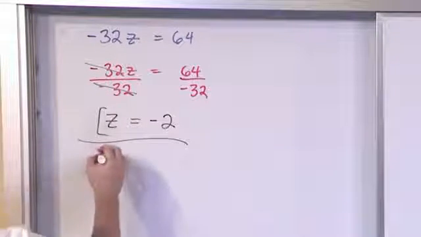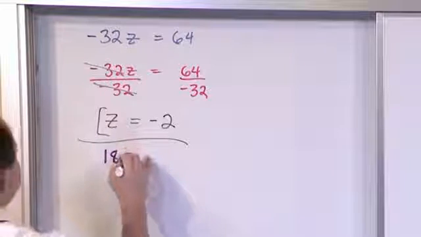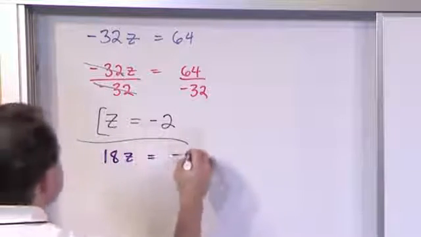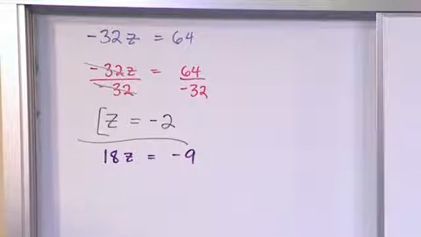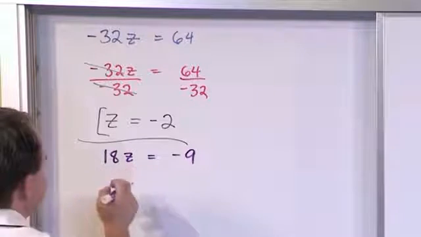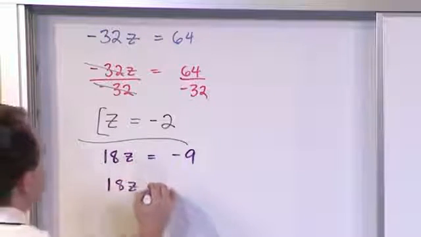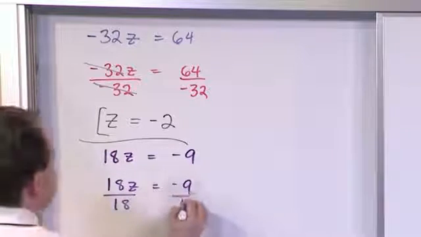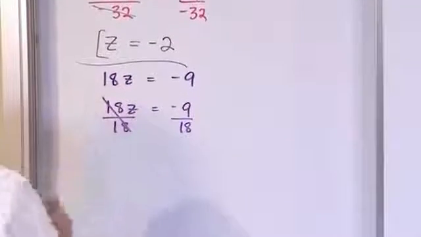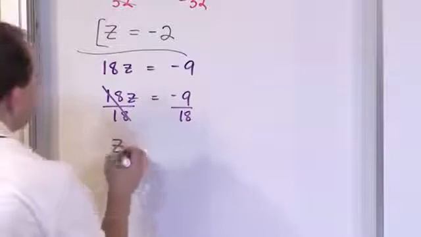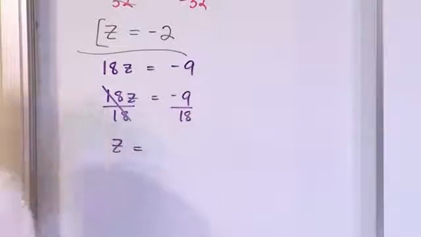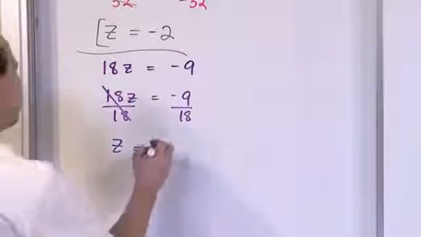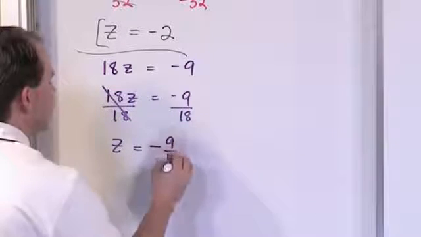All right, what if we have 18 times z is equal to negative 9? How do we solve this guy? Again, we want to get z by himself, so we just take the 18z like this, and we divide both sides by 18. And that's going to get rid of the 18s. So we have z on the left. What is negative 9 over 18? Let's go ahead and write it down. Negative 9 over 18. This is correct.